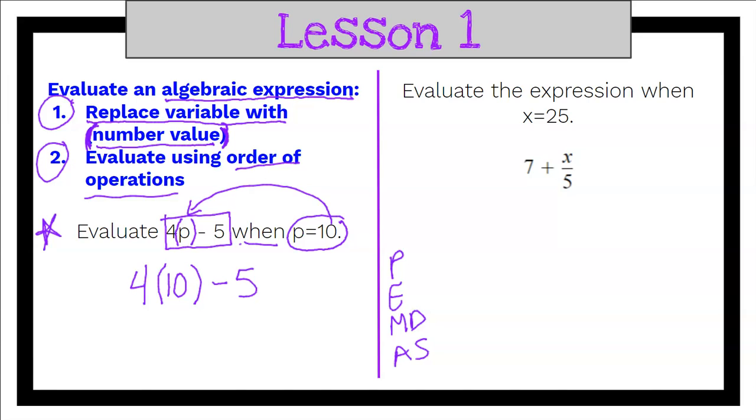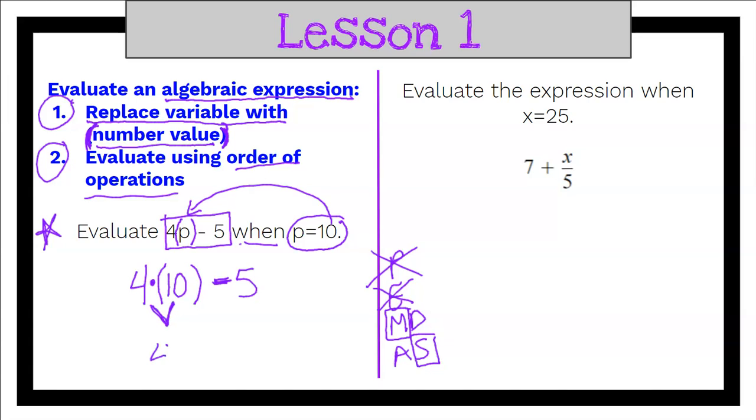4 parentheses 10, which means 4 times 10, minus 5. So these parentheses right here are representing multiplication. There's no operation inside the parentheses, so we're not going to do parentheses. We're not going to do exponents. But we have multiplication and we have subtraction. So we're going to do the multiplication first.